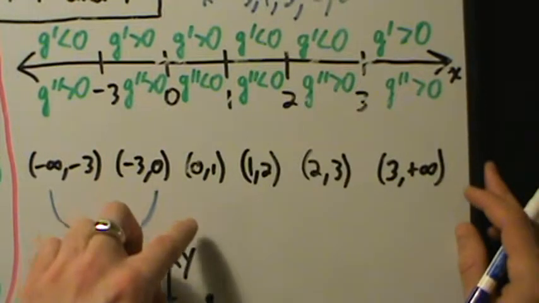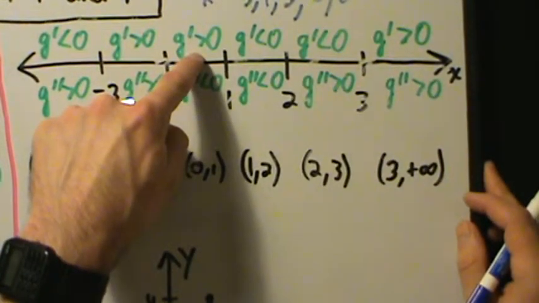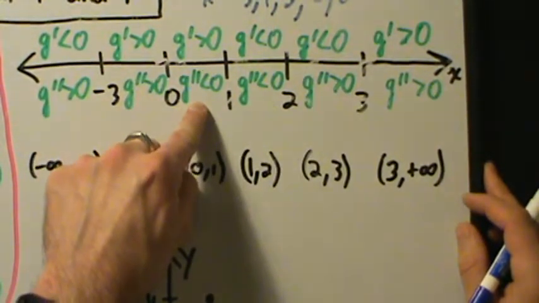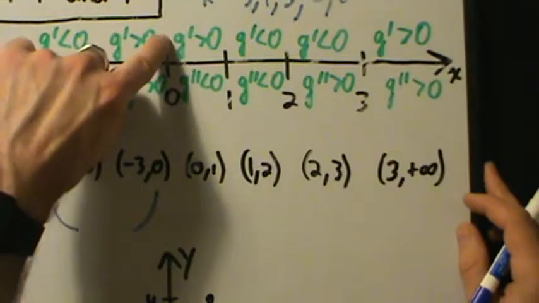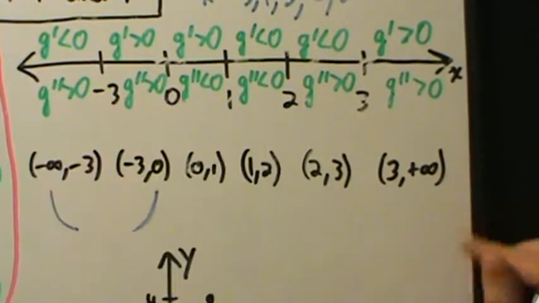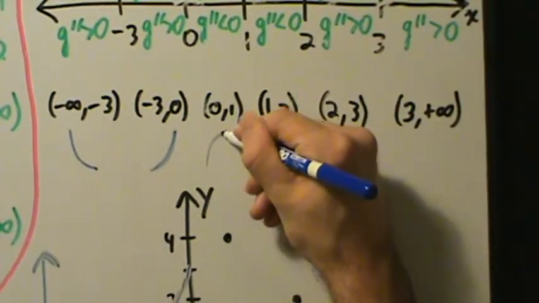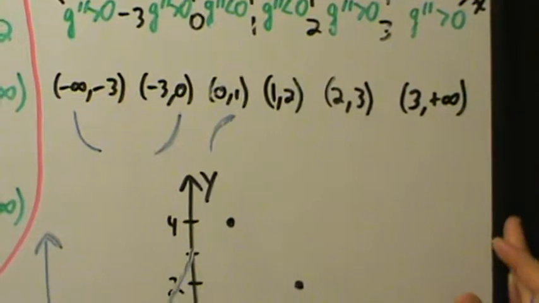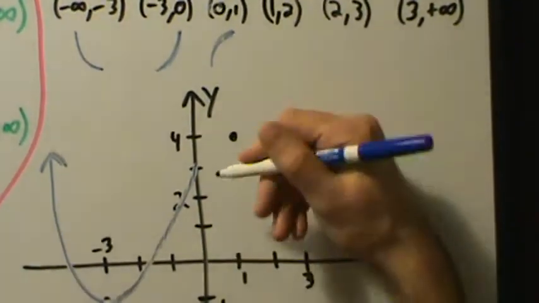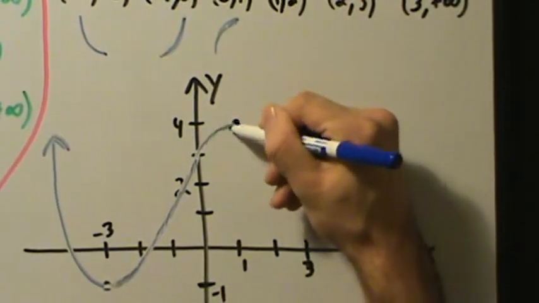Okay, how about this piece from 0 to 1? G primed is positive, which means G is increasing, and G double primed is negative, which means G is concave down. So increasing function, concave down. What does that look like? Increasing function, concave down, looks something like this. Okay. So let's take this piece and put it on that interval from 0 to 1. That's going to be a short piece right here. Okay, from 0 to 1, something like that.